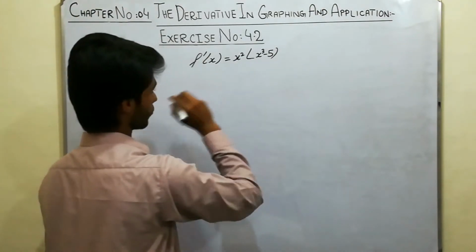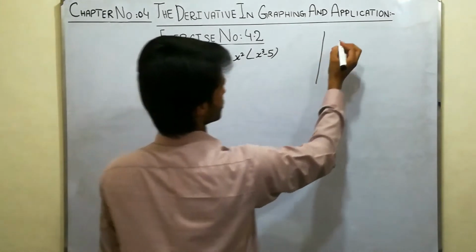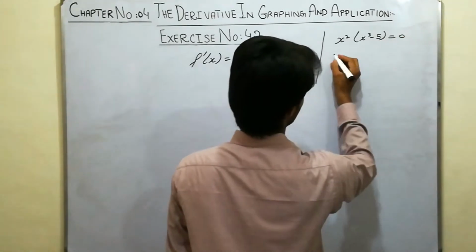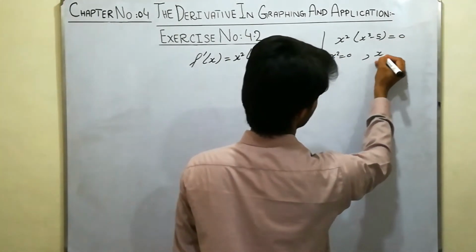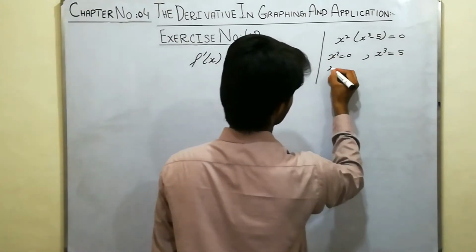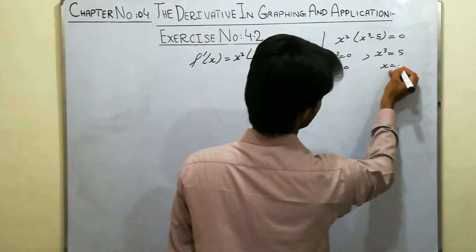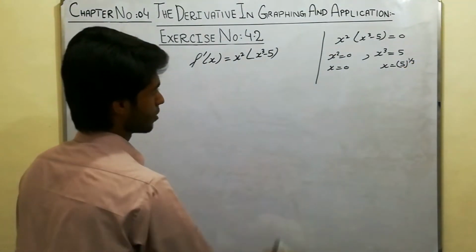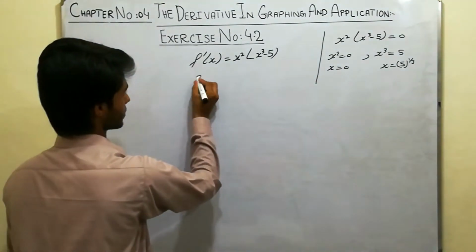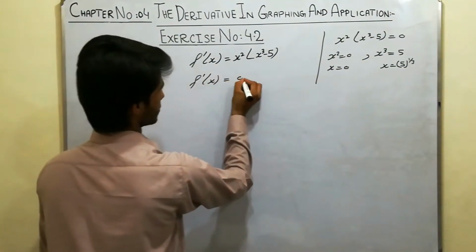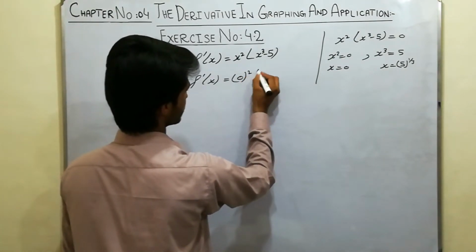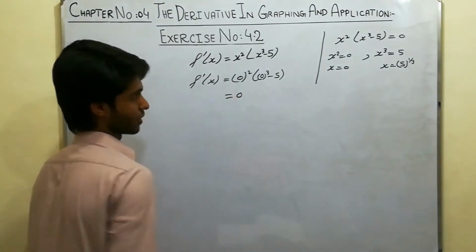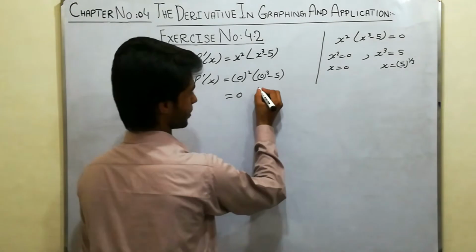So we put f derivative x is equal to 0. So x square is equal to 0 and x cube is equal to 5, so x is equal to 0 and x is equal to 5 to the power 1 by 3. For relative maxima and minima, put these points in the function. If I put x is equal to 0, I have a positive value. It means that this function has a relative minima.